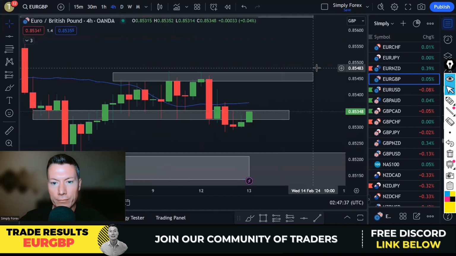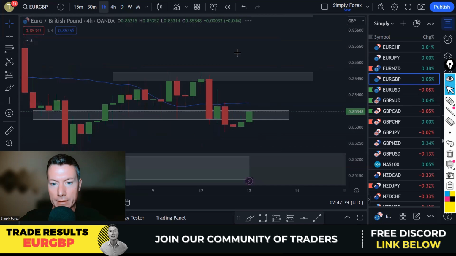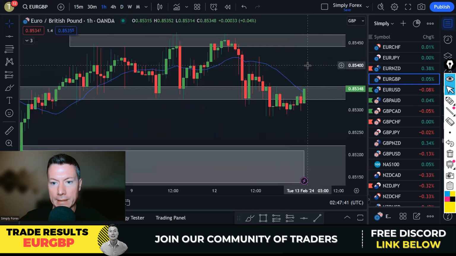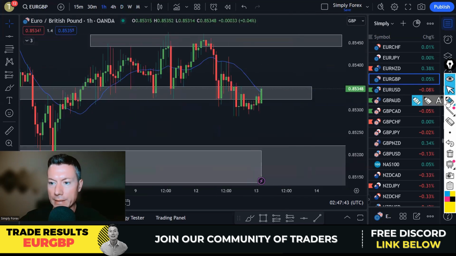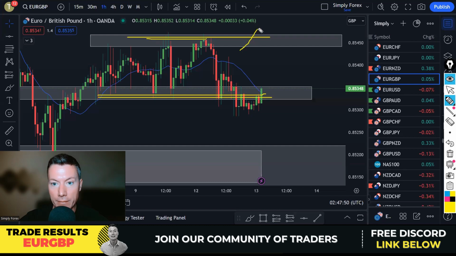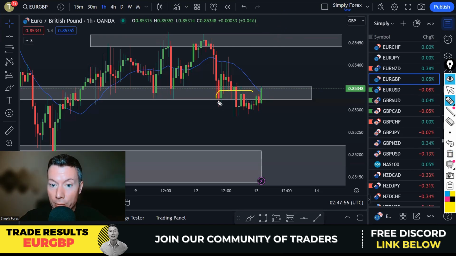We didn't really get an entry here, guys. We're interested in this grey zone here for entries, potentially. But really what we wanted to see was a break of this level, get a break and we can carry on to the upside. Instead, we're down here and it'll be interesting to see how price reacts here now.